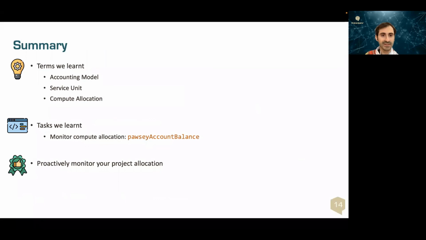In this module, we learned what an accounting model is, what service units are, what a compute allocation is, and we also had a hands-on look at the terminal on how to monitor the compute allocations awarded to our research project. We also shared some best practices. Stay tuned, because the next module is tightly connected to this one and will be about the job scheduler and how it manages the priorities of the jobs based on the actual compute allocation we just discussed.